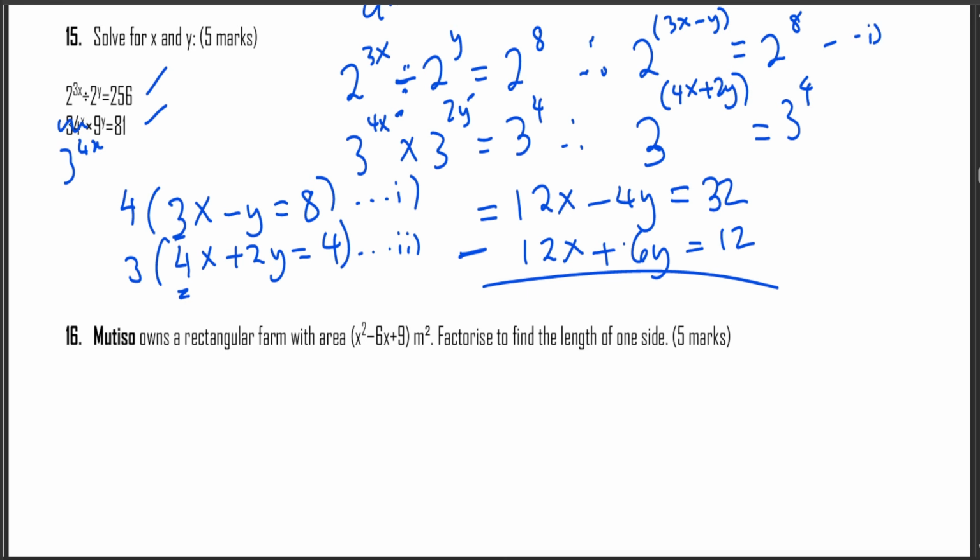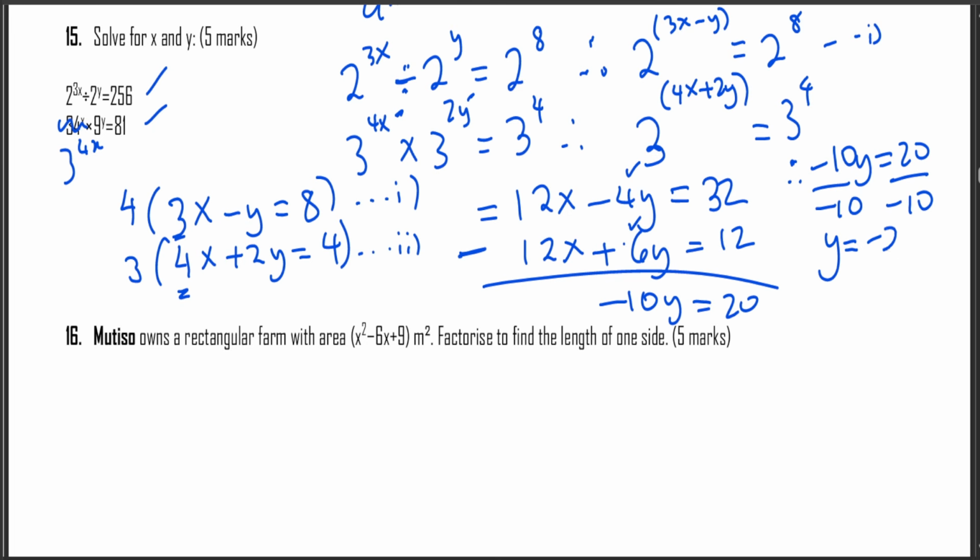Now subtract this, because they have the same signs, positive, positive, so same sign, subtract. So 12x minus 12x is 0, minus 4y minus 6y will give you minus 10y, which is equal to 32 minus 12, which is 20. So the next step, minus 10y is equal to 20, divide by minus 10 and divide by minus 10. Y is going to be negative 2. That is y. But do you know our x value?